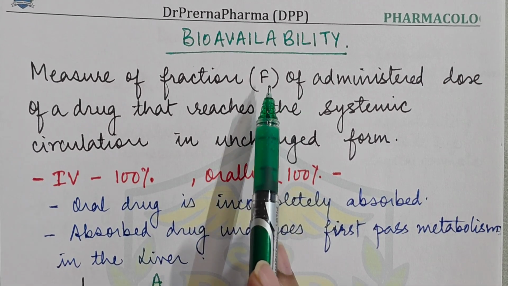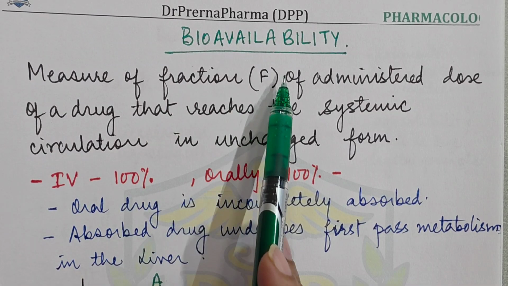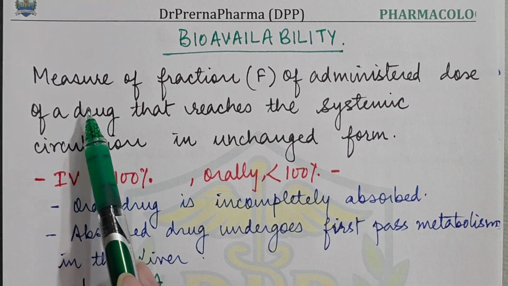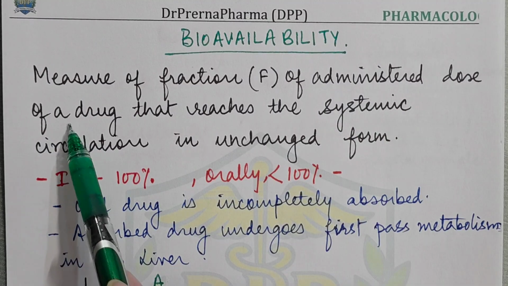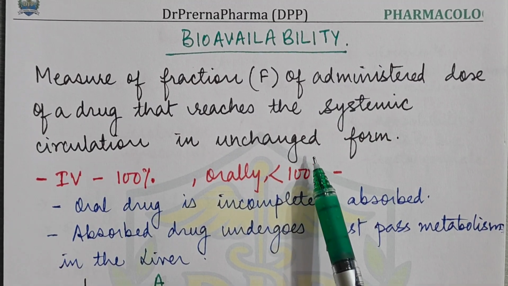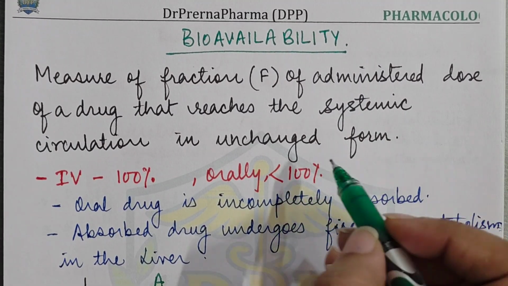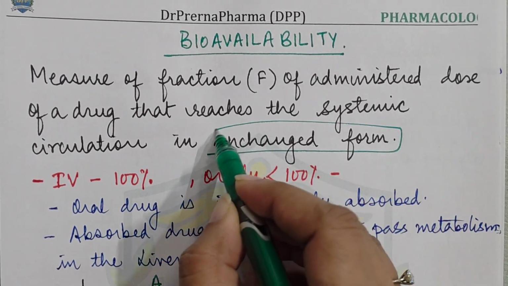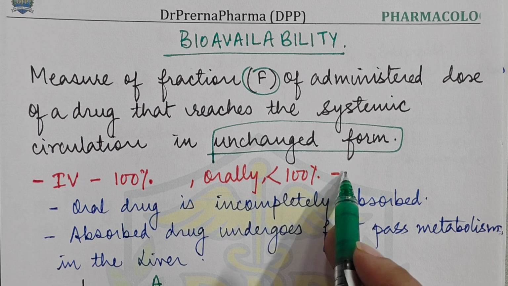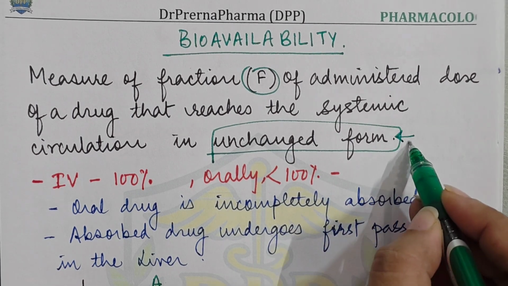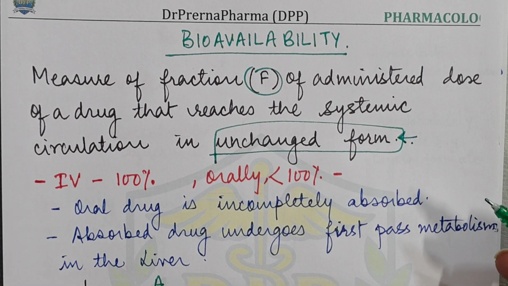The next fundamental that we have to discuss after absorption is bioavailability. Now, what is the meaning of bioavailability? Bioavailability is basically a measure of fraction of administered dose of a drug that reaches the systemic circulation in unchanged form. Okay, so here the word that is important is unchanged form. So bioavailability, or F, is basically the drug that reaches the blood in unchanged form. That is the most important. A drug will reach the system after metabolism in changed form. That is not the bioavailability.